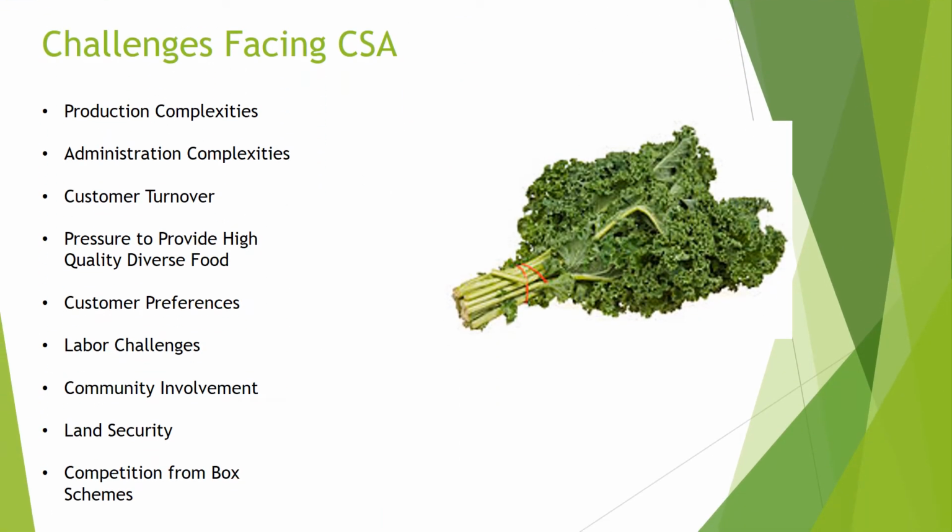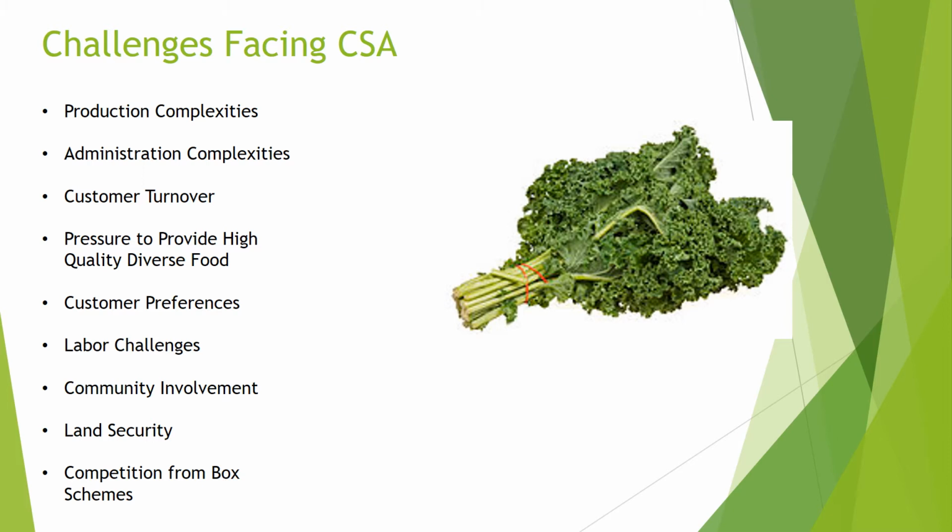All right, so we're going to talk a little bit about the challenges associated with operating a CSA. So one of the biggest challenges with the CSA, especially if it's a single farm CSA, is production complexities. So in order to provide for the desires of your shareholders, many CSA operations produce more than 30 different crops. This makes crop planning, cultivation, harvest, crop rotation very complex, and thus requires a great deal of knowledge and management oversight.